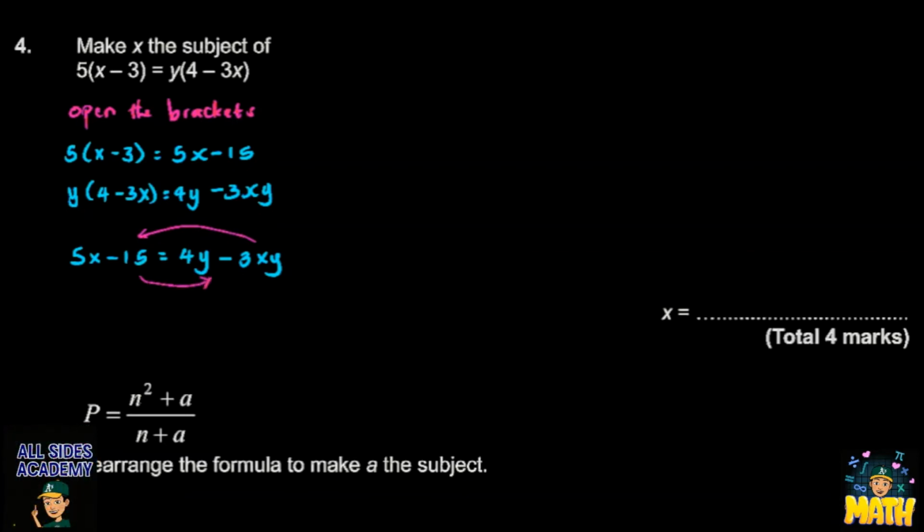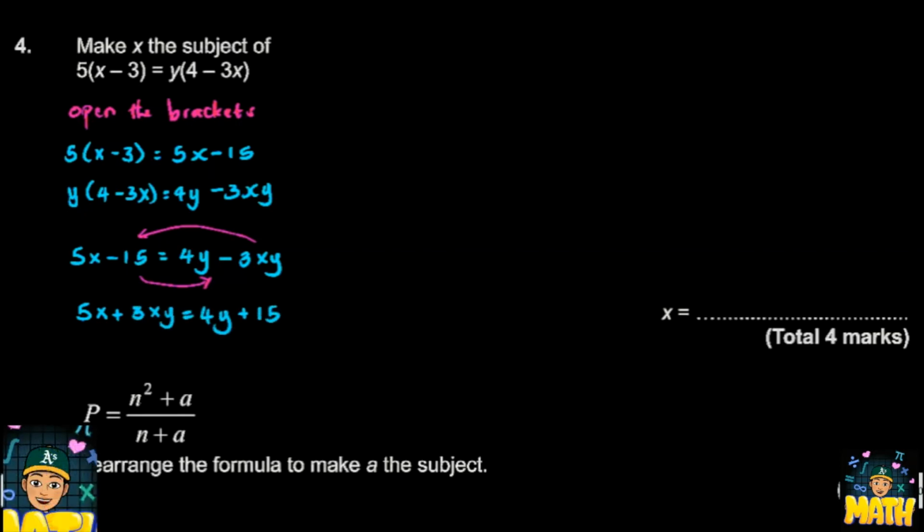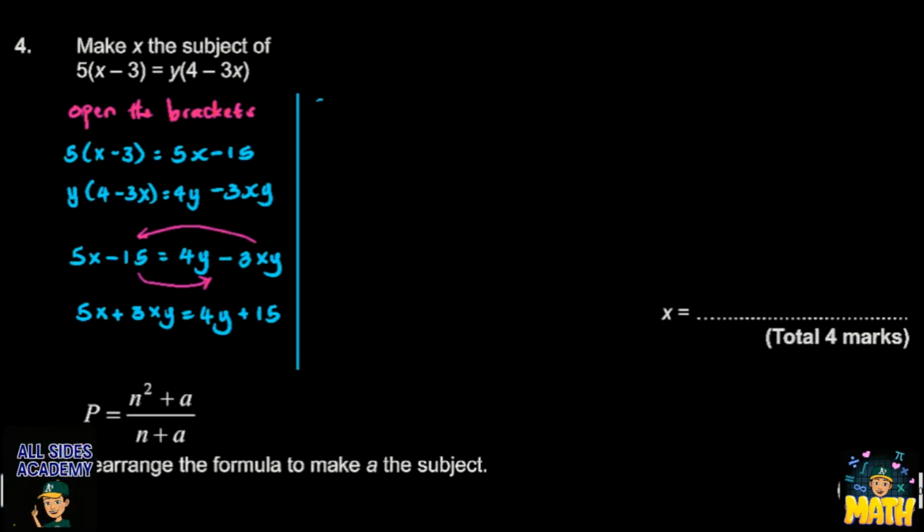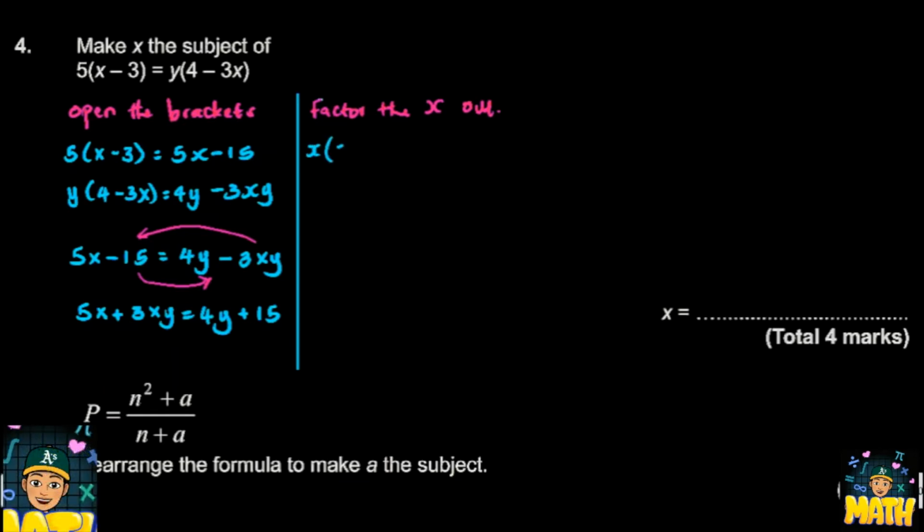So I will take the 3xy to the left-hand side, becomes positive, and then 4y minus becomes positive, so plus 15. Now, the next thing is to factor out the x, because I want to make it the subject of the formula. So I will factor the x out because it's common. So x, when factored out, you remain with 5 plus 3y equals to 4y plus 15.